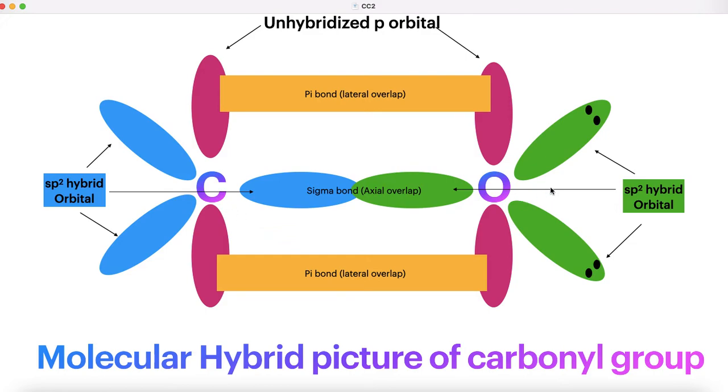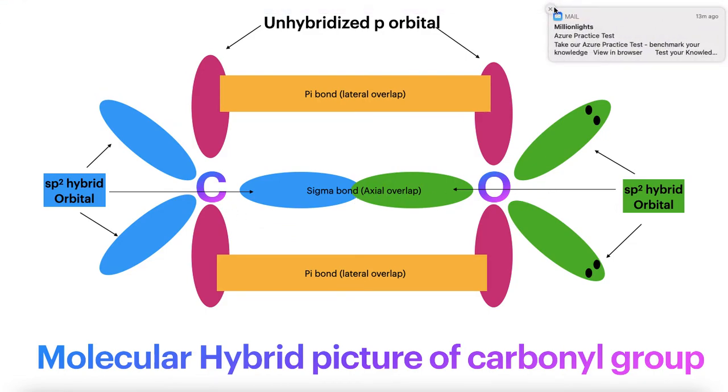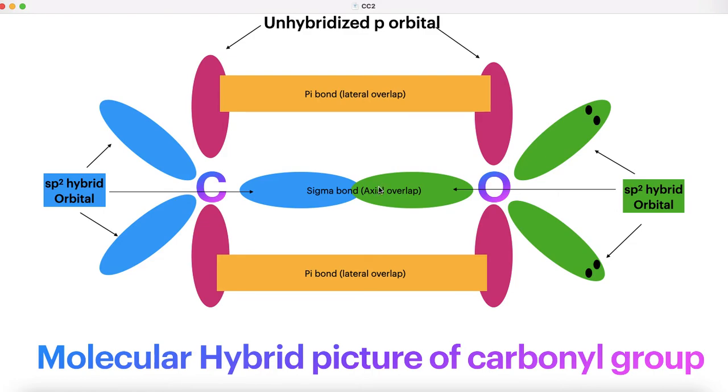The carbon-oxygen sigma bond is obtained by axial overlap of one of the sp2 hybrid orbitals of carbon with one of the sp2 hybrid orbitals of oxygen. There is the formation of the sigma bond. While the pi bond is obtained by lateral overlap of the unhybridized p orbital of carbon with the unhybridized p orbital of oxygen. There is the formation of the pi bond.